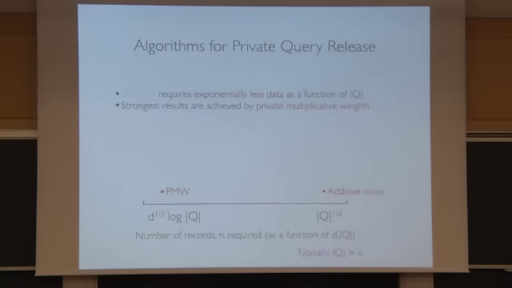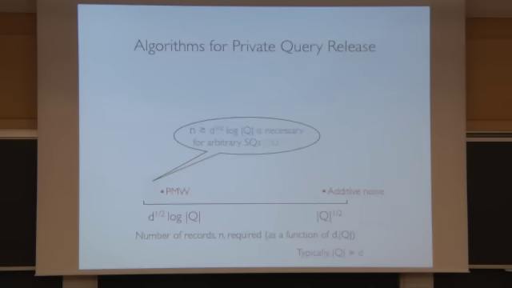But it turns out, thanks to a really elegant result of Blum, Ligett, and Roth from 2008, we actually know that exponentially less data suffices. The strongest results are actually achieved by a more recent algorithm called private multiplicative weights, which is what I put on the scale. But in general, there's been a long line of work showing that we can get away with much less data for this private query release problem. In fact, we can use square root of d times log q. Exponentially less data. You might notice these are not comparable bounds, but I want to think of the set of queries as large, much larger than d.